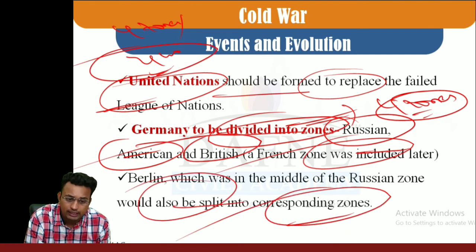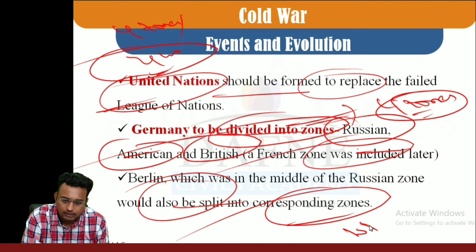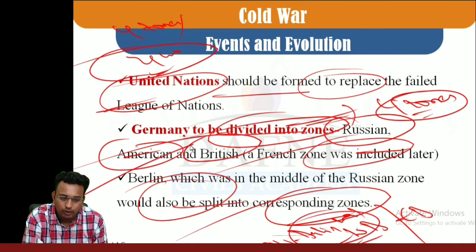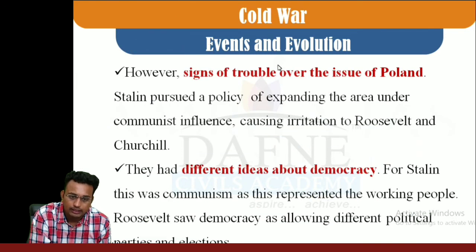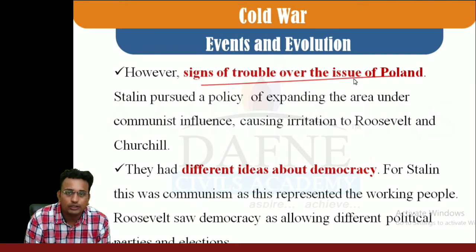Berlin should also be divided again, into West Berlin and East Berlin. And in 1961, you have the Berlin Wall. So at the Yalta conference, you have one more point, that Berlin has to be divided. But there were major signs of trouble over the issue of Poland, as we've seen earlier.